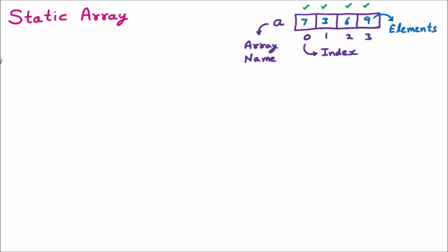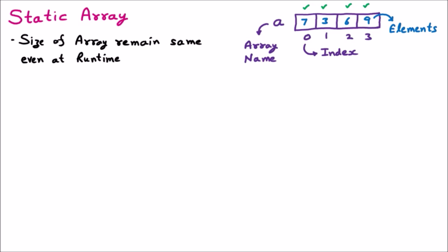Means if you are running the program, that means on the runtime, the array size never changes. So that is called the static array. So we can say that the size of the array remains the same even at runtime. When you are making the program, that means at compile time, let's say you have decided that only 4 elements can come here. Now, when you run this program, the 4 elements will be there. You can change the elements, but only 4 elements can come. So this is called the static array.